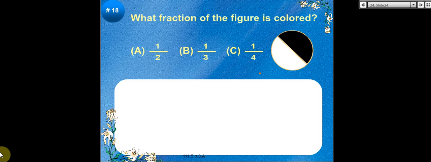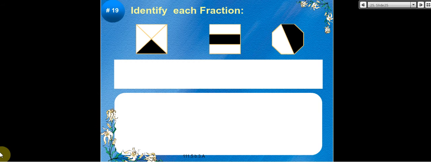One more similar example. How many parts do we have, and how many parts are shaded? It's 1 over 2. So option A is correct. Identify each fraction. The first one, how many parts? 1, 2, 3, 4. 1 out of 4. 1, 2, 3. 1 out of 3. 1, 2. 1 out of 2.